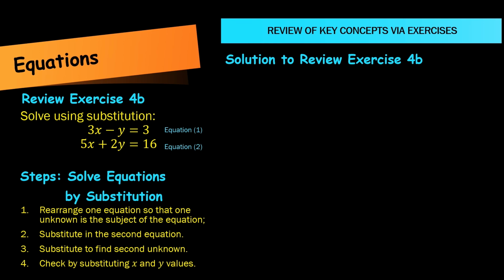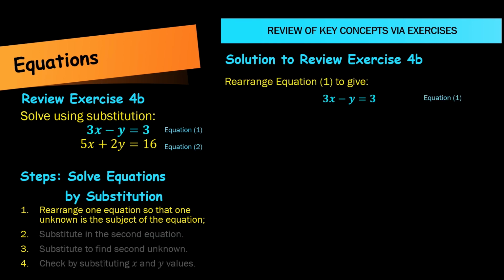We rearrange the first equation to give 3x equals 3 plus y. 3x comes from here, and as we're adding y to both sides, we have 3 plus y on the right-hand side, as shown. Rearrange to give y equals 3x minus 3. We've simply subtracted 3 from both sides, as shown.